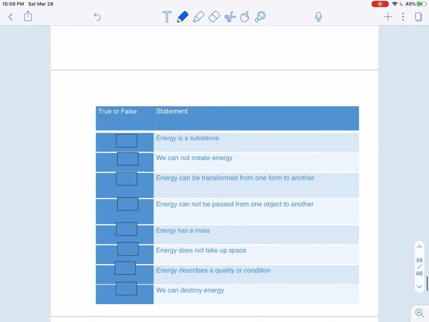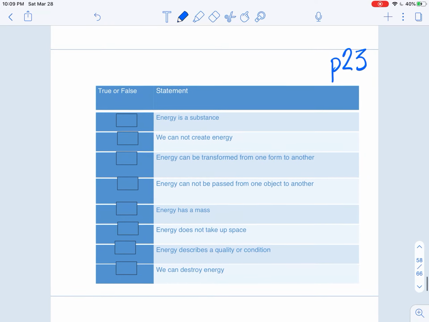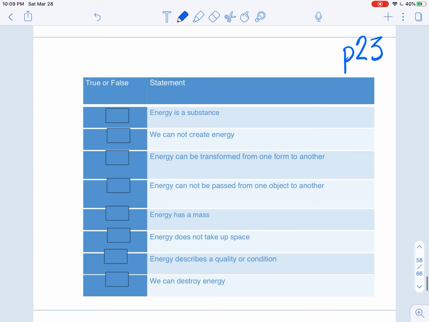Okay, on page 23, if you're following in your notes, everybody, we have some statements, and you can stop this video right now if you'd like a moment to do these, but there are 3 that are true statements about energy. So if you'd like to stop the video, you can, and you can start it up when we find out which of the 3 are true statements. And they are the following.